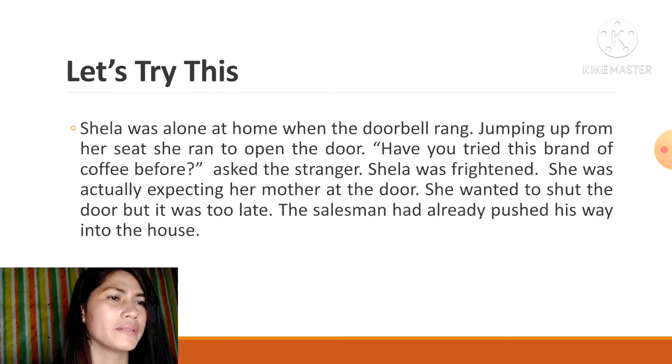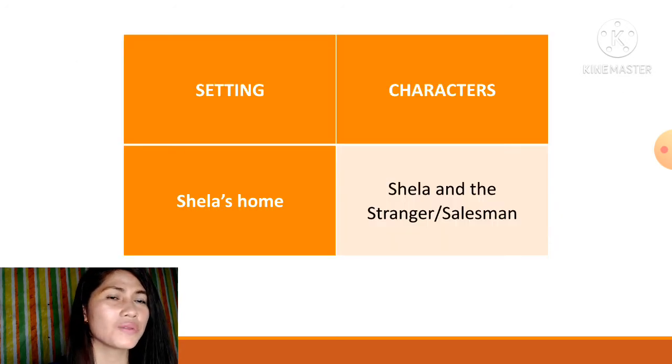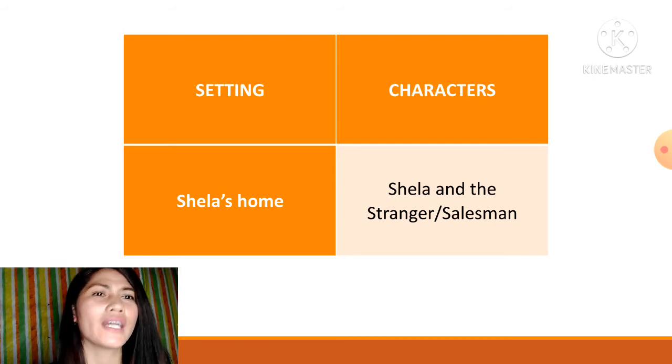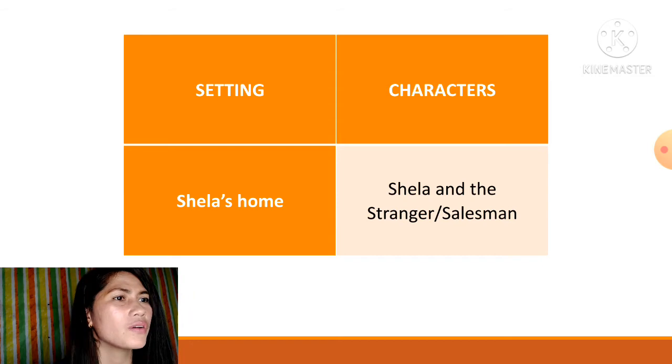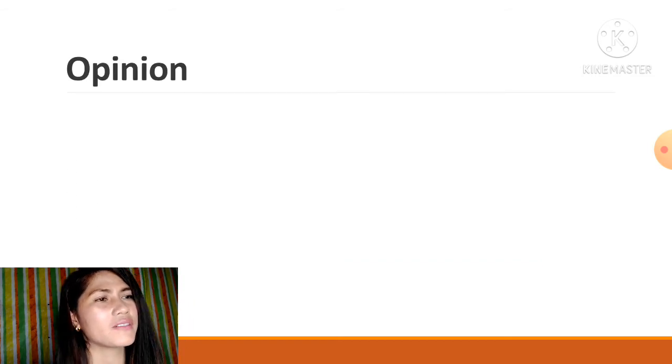So let's try this one. Shella was alone at home when the doorbell rang. Jumping up from her seat, she ran to open the door. "Have you tried this brand of coffee before?" asked the stranger. Shella was frightened. She was actually expecting her mother at the door. She wanted to shut the door, but it was too late. The salesman had already pushed his way into the house. So from the story, the setting of course is Shella's home and the characters are Shella and the stranger or the salesman.